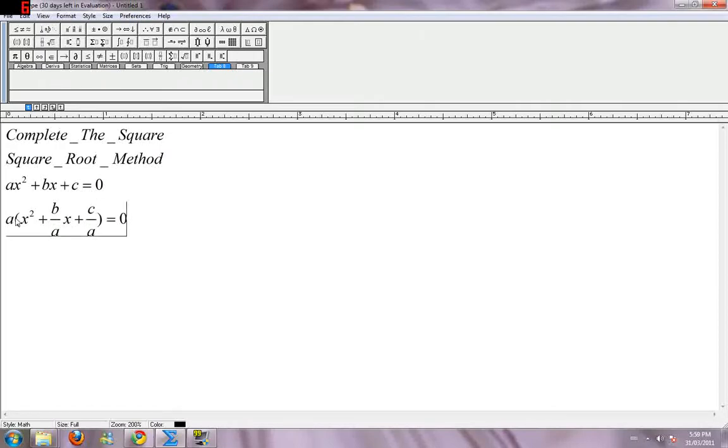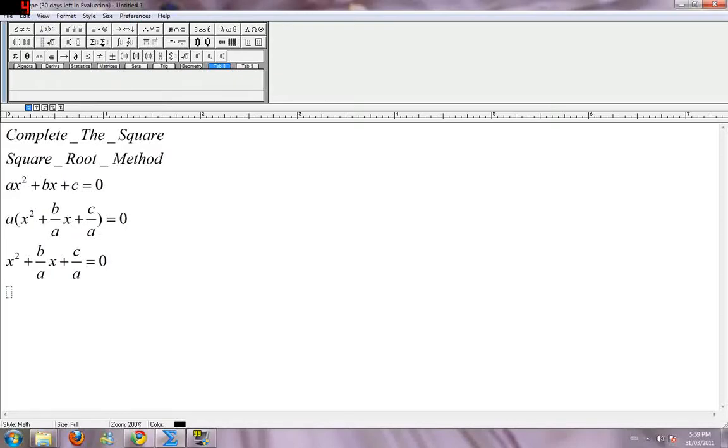Since like we did in the example, we want to get rid of a, we just have to divide both sides by a. So we'll have x squared plus b over a times x plus c over a is equal to 0. And this works because if you take 0 divided by a, you'll still have 0, just as you would take 0 times a. Anything multiplied or divided by 0 is always equal to 0.